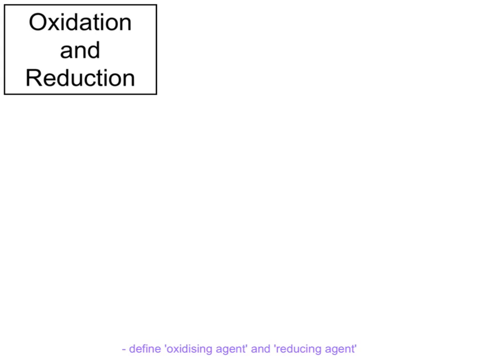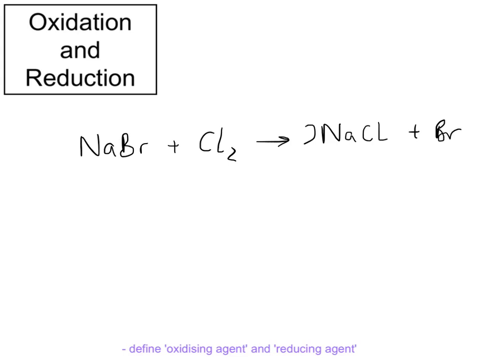So the next aim is to understand what is meant by oxidizing agent and reducing agent, and to understand this we're going to look at a reaction, and that reaction is going to be between sodium bromide and chlorine, which when reacted together makes sodium chloride plus bromine, and we've just got to balance this as well.